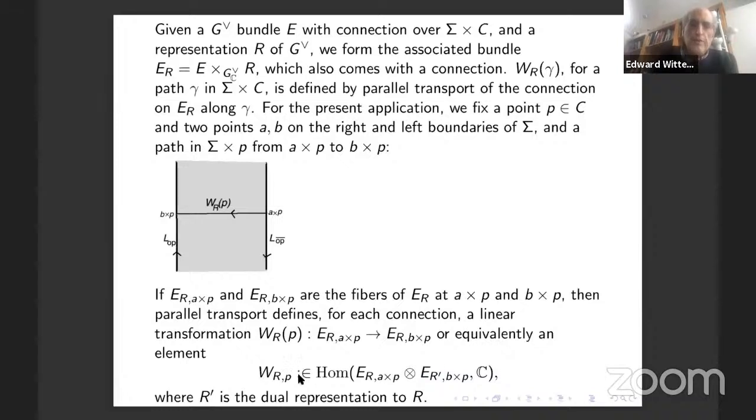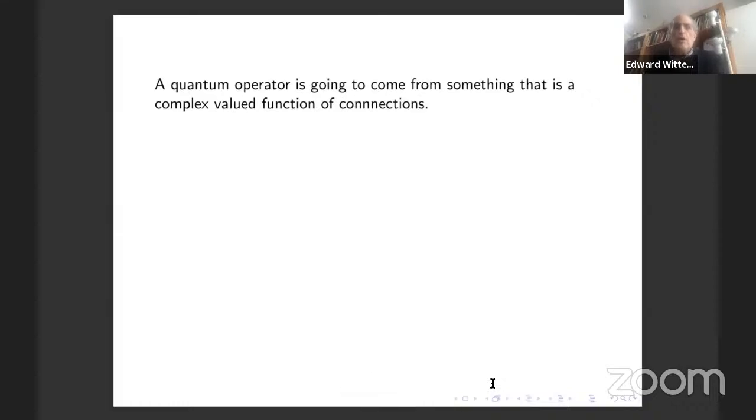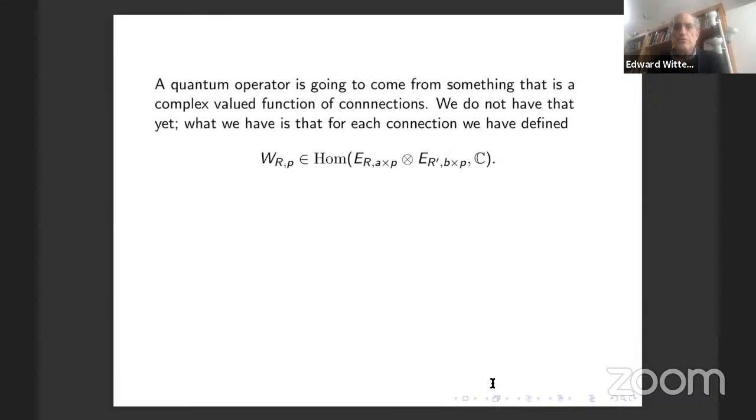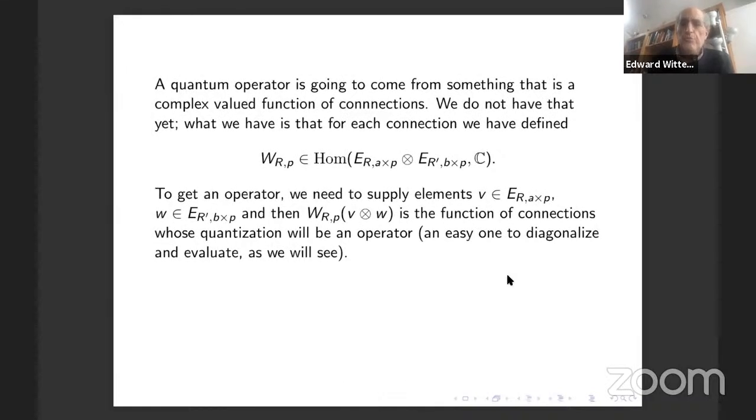So W_R of P at the moment is not a complex valued function. It's an element of the Hom from a vector space to C. A quantum operator is supposed to come from something that's a complex valued function of connections. So we need to turn this into a complex valued function of connections. To do that, we will supply elements V in this space and W in this space, and then W_R,P applied to V tensor W will be, for each connection, a complex number. In other words, it will be a complex valued function of connections, which we can quantize to get an operator. And that'll be an easy operator to diagonalize, as we'll see.